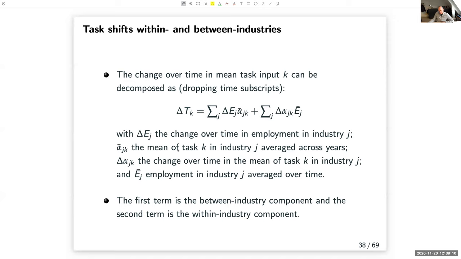The second reason is that you would hope for a strong within industry component, because that's what we're going to be living off in the next section, where we're going to be correlating, or regressing, changes in task content over time within an industry to changes in computerization within an industry over time. So that's really using those within industry changes in task content. And hopefully those within industry changes are also quantitatively important.